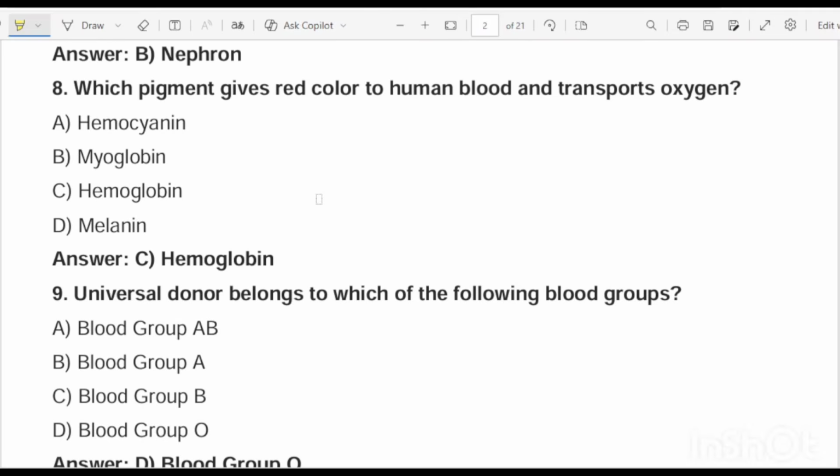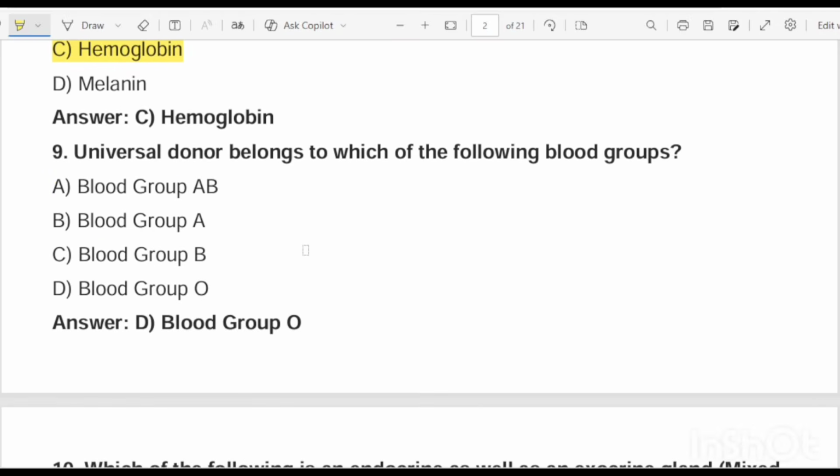Next question. Which pigment gives red color to human blood and transports oxygen? Correct option. Option C, hemoglobin. Next question. Universal donor belongs to which of the following blood groups? Correct option. Option D, blood group O.